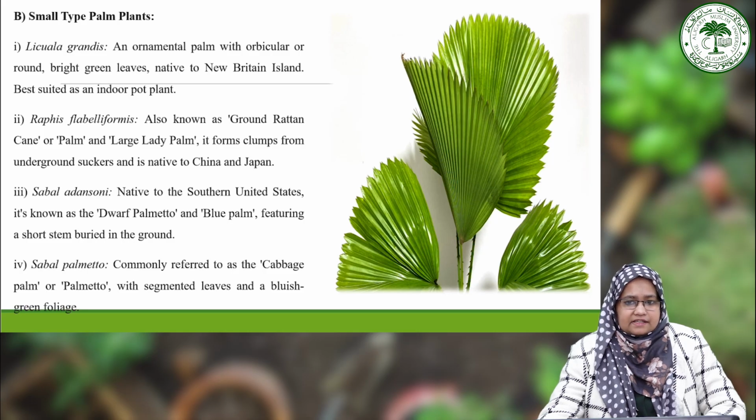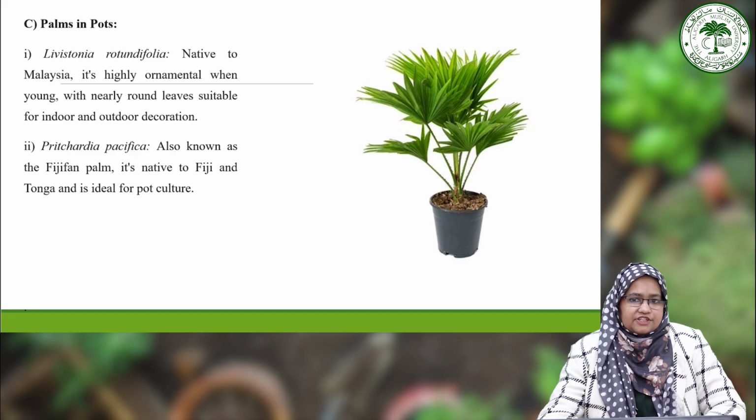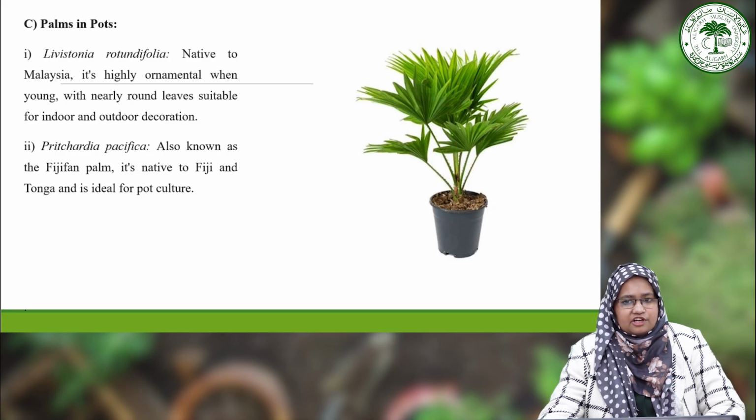And the next is Sabal palmetto, commonly referred to as the cabbage palm or palmetto. It showcases segmented leaves and bluish green foliage. Fan-shaped palms suitable for pot culture include Livistona rotundifolia, which originates from Malaysia and boasts decorative nearly circular leaves suitable for both indoor and outdoor settings. Similarly, Pritchardia pacifica, also called the Fiji fan palm, hails from Fiji and Tonga, making it well suited for cultivation indoors as well as outdoors in pots.